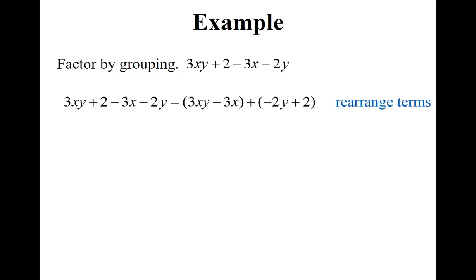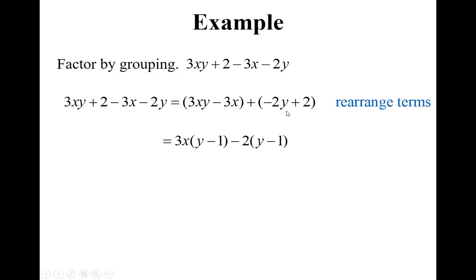From the second group, we can see that we can factor out a 2, but we're going to want to factor out a negative 2, because whenever we can factor out a negative and make our variable positive, we want to do that. Not to mention, it's going to be the only way to get them to match. So we factor out our 3x and we're left with y minus 1. We factor out our negative 2 and we're also left with y minus 1.